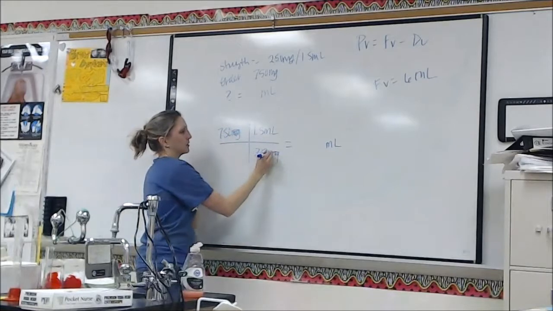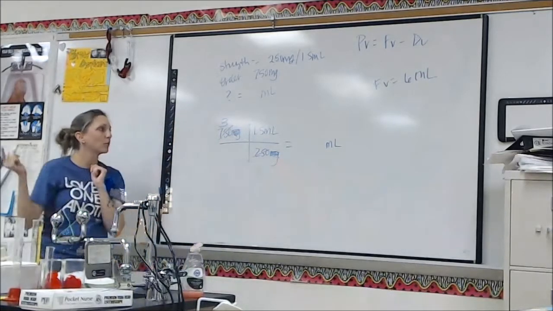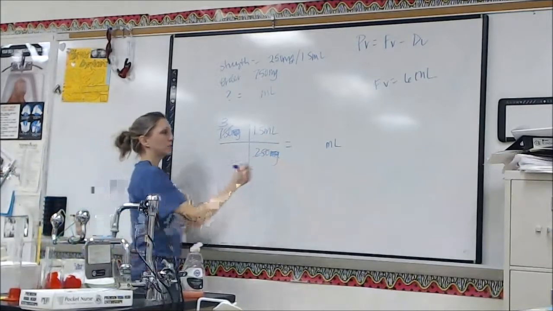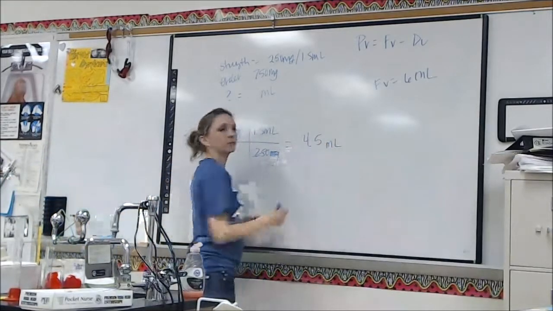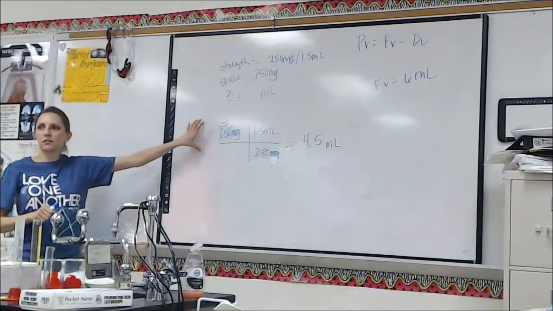Okay. So I want my milligrams. This is 3. So 3 times 1.5, like you said, should be 4.5 milliliters. Okay. Everybody good with that?